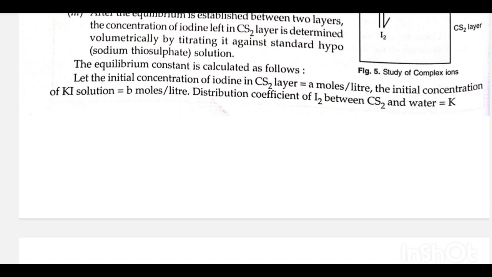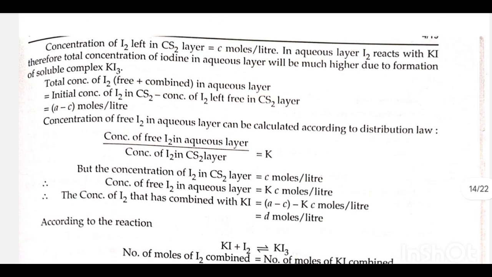Let the initial concentration of iodine in the CS2 layer be A moles per liter. The initial concentration of KI solution is B moles per liter. The distribution coefficient of iodine between CS2 and water is K. The concentration of iodine left in the CS2 layer is C moles per liter. In the aqueous layer, I2 reacts with KI, therefore the total concentration of iodine in the aqueous layer will be much higher due to formation of the soluble complex KI3. The total concentration of iodine, free plus combined, in the aqueous layer is equal to the initial concentration of iodine in CS2 minus the concentration left in the CS2 layer, that is, A minus C moles per liter.